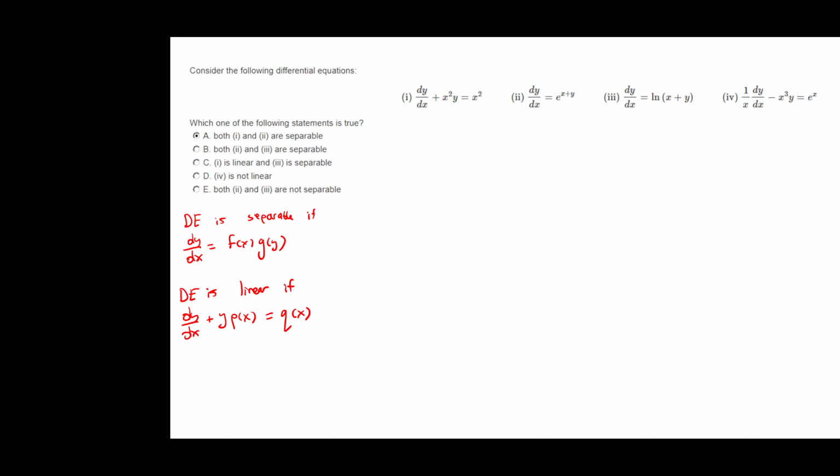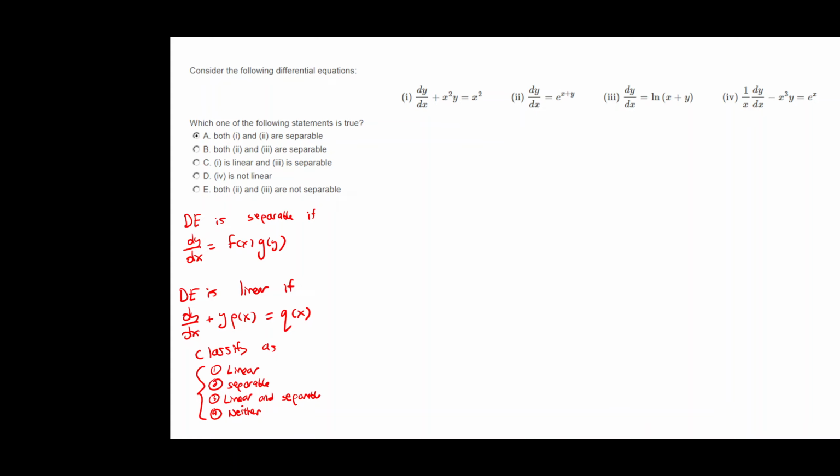Now we will classify each as one of the following. It'll either be linear, separable, linear and separable, because it can be both, or neither. I'm going to check each differential equation to see which category it falls into. So let's look at the first one.